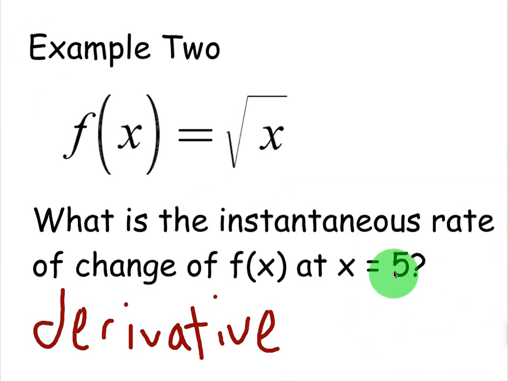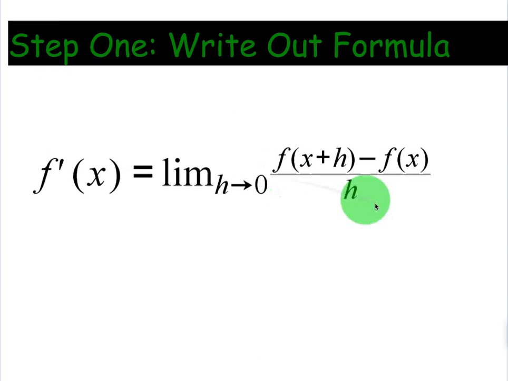So right off the bat, we are going to write out our difference quotient. f prime of x equals the limit as h approaches 0 of f of x plus h minus f of x over h. Again, if you haven't watched that video, you need to watch the video on the definition of the derivative explained, or the difference quotient explained.